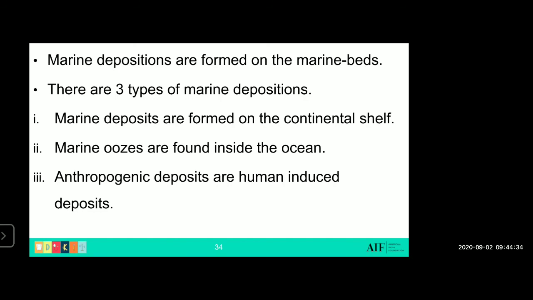Now, marine depositions are formed on the marine beds. There are 3 types of marine depositions. Marine deposits are formed on the continental shelf.